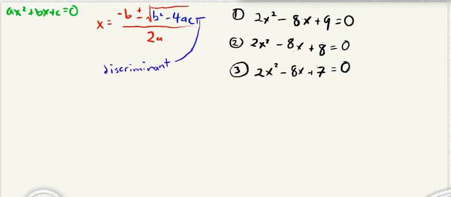Okay, so you'll be asked to do one of two things once you're given a quadratic equation. You'll either be asked to factor it or you'll be asked to solve it. Now there's more than one way to solve a quadratic equation. You can factor it, that's one way. You factor it and then you'll set the factors equal to 0.